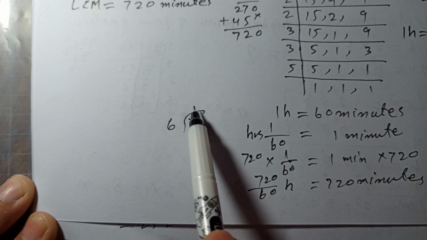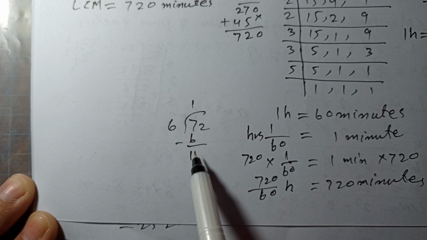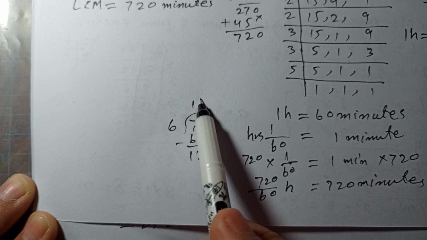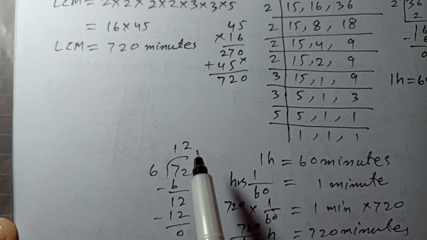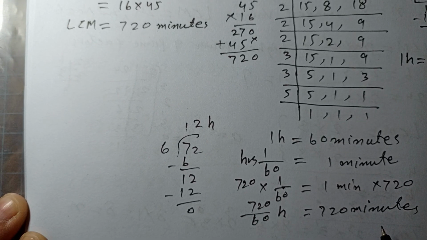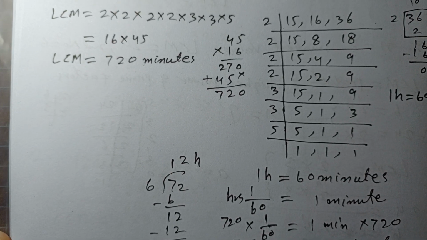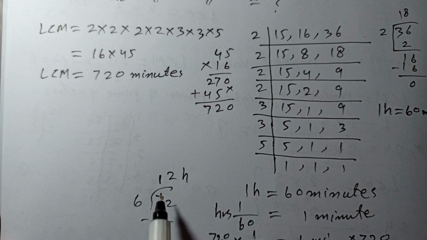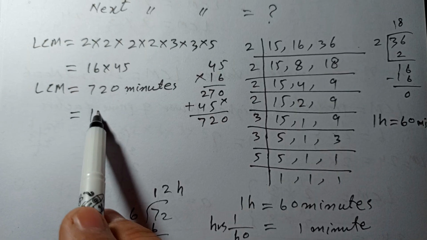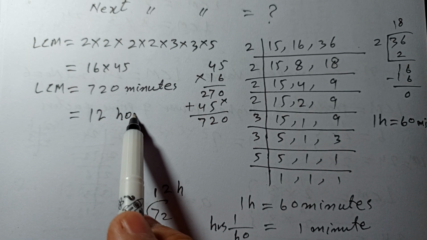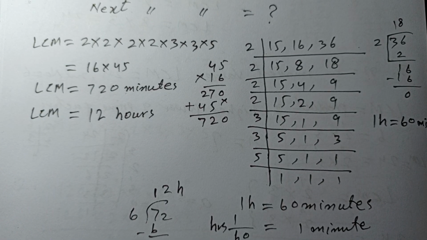So 6 ones are 6 here. From 7 subtract 6, you get 1 and 2 here. 6 2s are 12. Remainder is 0, and this 12 is our hours, and we have converted 720 minutes to hours. 12 hours are here. It means that 720 minutes is equal to 12 hours. Our LCM is 12 hours.